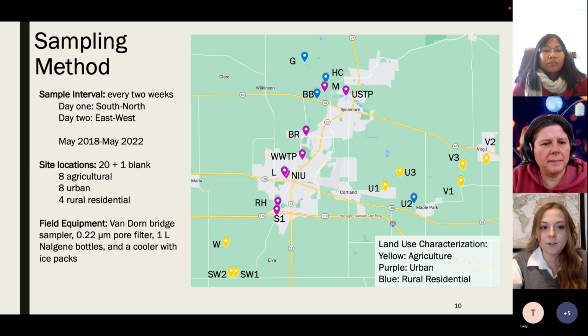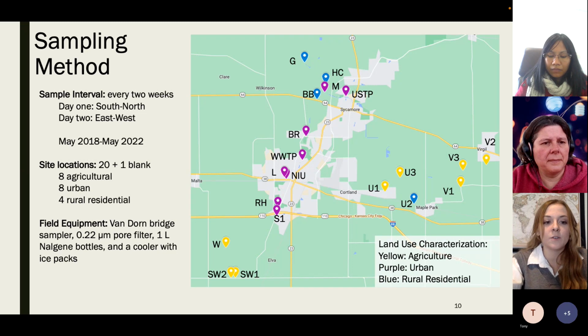In the field, I used a Van Dorn bridge sampler to collect the samples. The Van Dorn was raised and lowered in the water 3 times to prevent cross-contamination between sampling locations. All samples that went under IC analysis were filtered using a 0.22 micrometer pore filter. Any sample that was not going under IC analysis went into a 1 liter Nalgene bottle, and all samples were placed in a cooler with ice packs following collection.